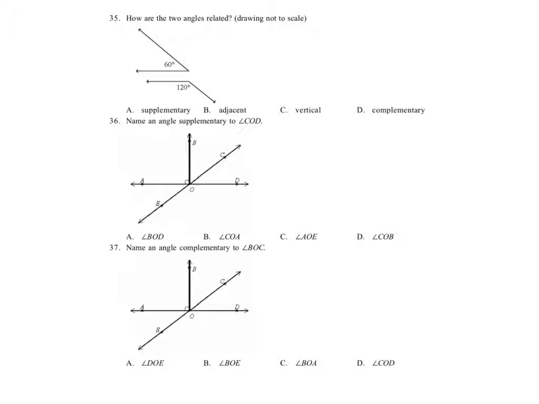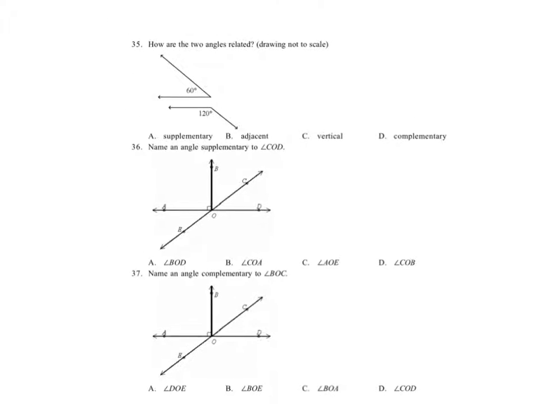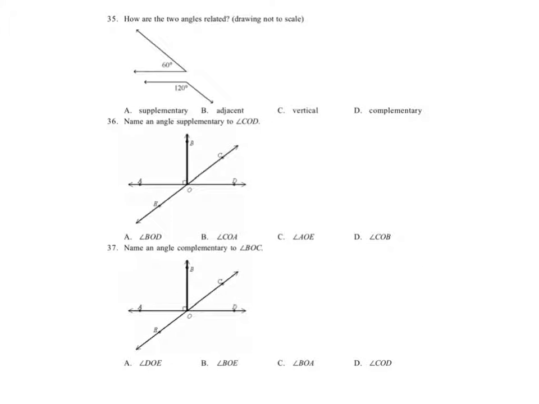How are the two angles related? Here, let me just grab this a second. How are the two angles related? Well, we can see that the two angles given to us, the 60-degree angle and the 120-degree angle, together add up to 180. And when two angles add to 180, we call them supplementary.